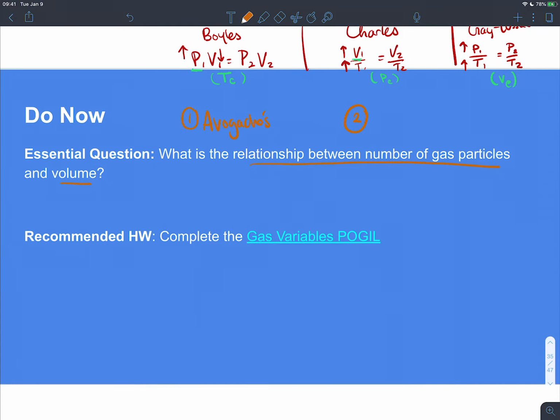And the second focus of this week is the ideal gas law. These are two new gas laws, both of which aren't too bad, just kind of an extension of what we've learned already. So these first few slides will be about Avogadro's law.